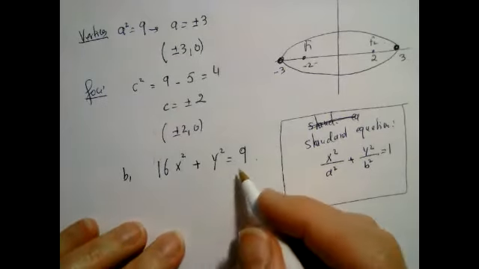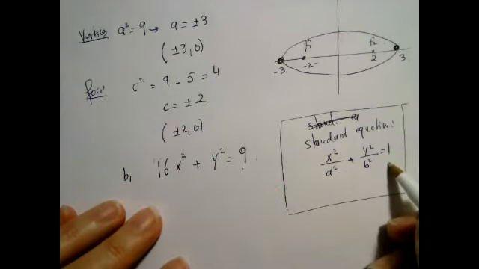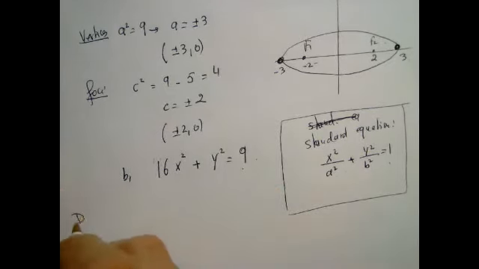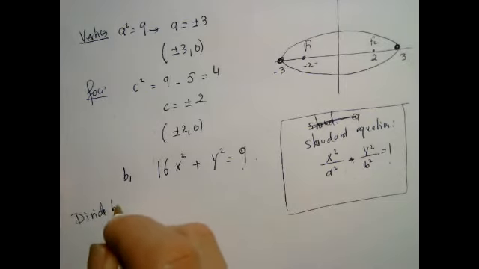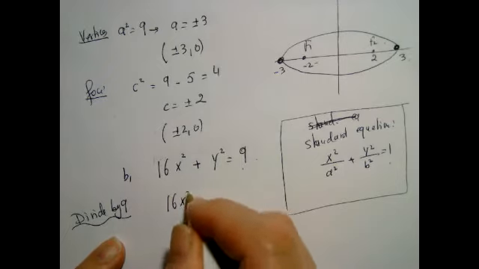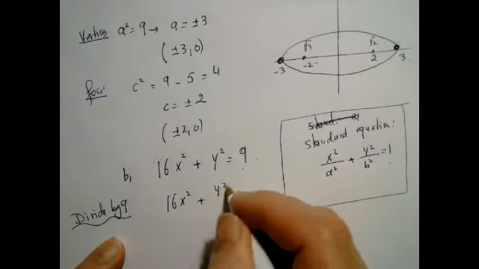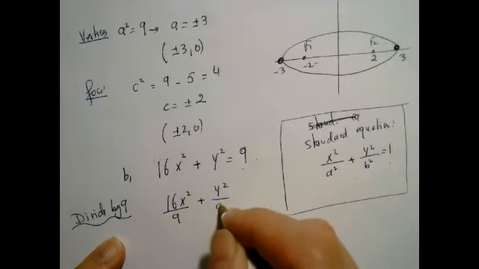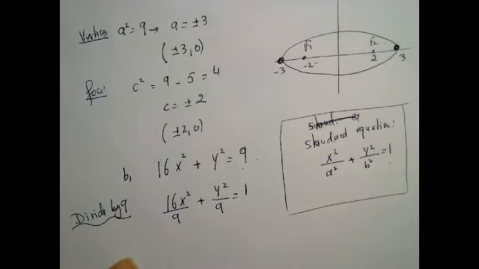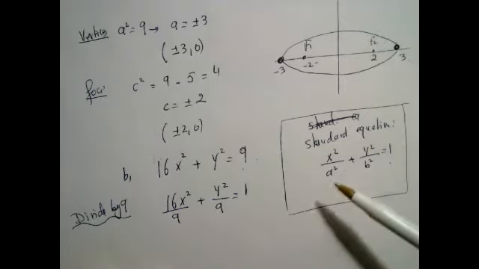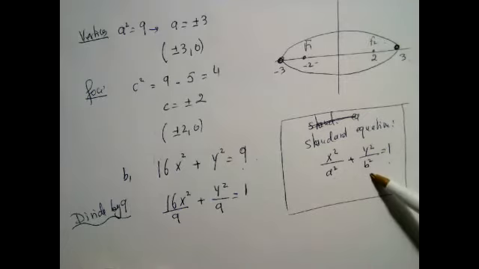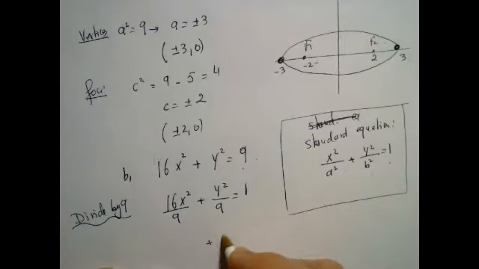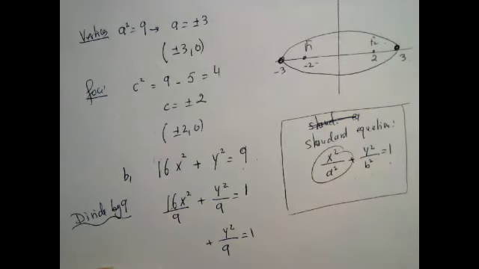Divide everything by 9. We divide everything by 9 because I want this to be equal to 1. So divide across by 9. Then I will have 16x squared over 9 plus y squared over 9 equal to 1. Very good. We're not quite there yet. How can I write it verbatim like this? Part of it has this form, I don't have an issue with that. How can I rewrite this so that it looks like x squared over a squared? So I know what my a squared is.